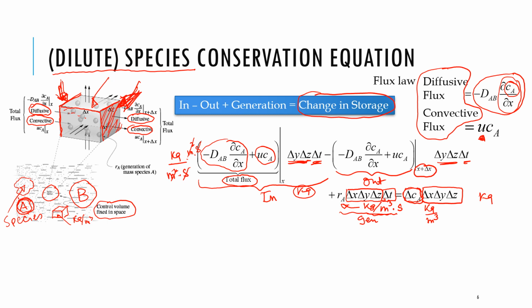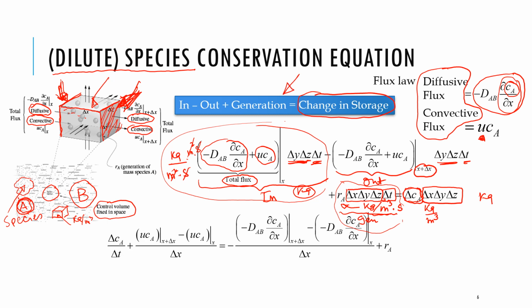The first one is what came in. Likewise, the next one is what went out, plus the third term here is what is generated, and because of that we have a change in storage. And so that is simply a mathematical statement of this term. And now we try to simplify. How we simplify is we divide throughout by delta x, delta y, delta z, delta t.